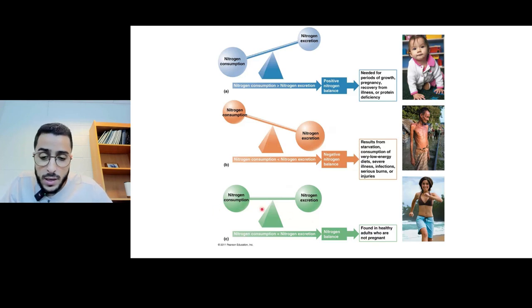Adults need to maintain a healthy nitrogen balance, so that means you need to excrete as much as you consume. If you're not pregnant, obviously. If you're pregnant, you need a positive nitrogen balance because you're not alone. There's another person that is basically requiring nitrogen as well. Okay.